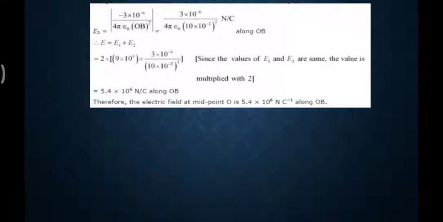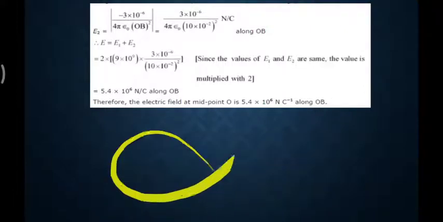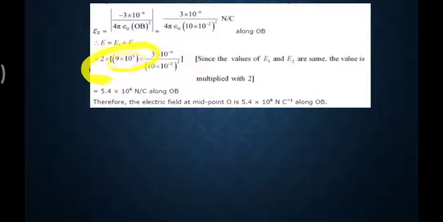So 2 times, because both are the same, just minus and plus, so 2 times 9 into 10 to the power 9, which is 1 upon 4 pi epsilon 0. Actually it is K, it is above, so it will be 9 into 10 to the power 9 multiplied by 3 into 10 to the power minus 6, which is the 3 microcoulomb charge, and the denominator is R, 10 centimeter. Okay, then if you do the calculation in your calculator, you will get 5.4 into 10 to the power 6 Newton per Coulomb along the OB direction, resultant one.